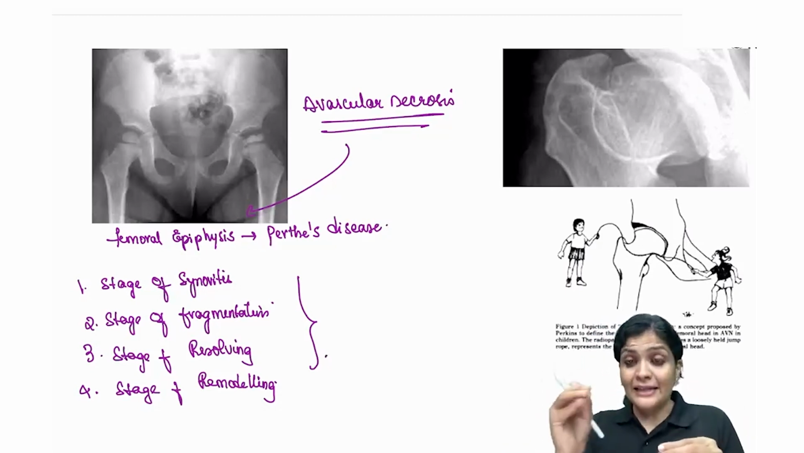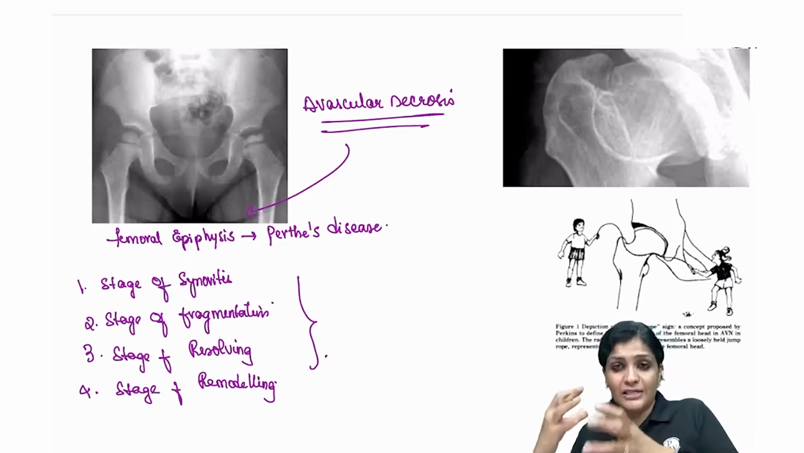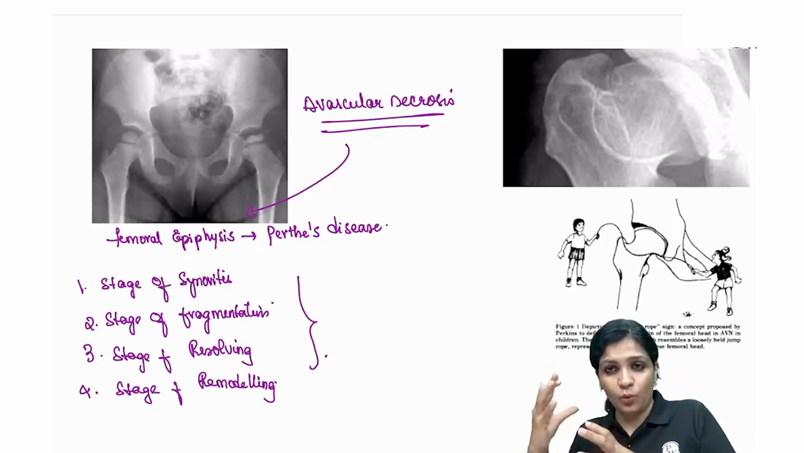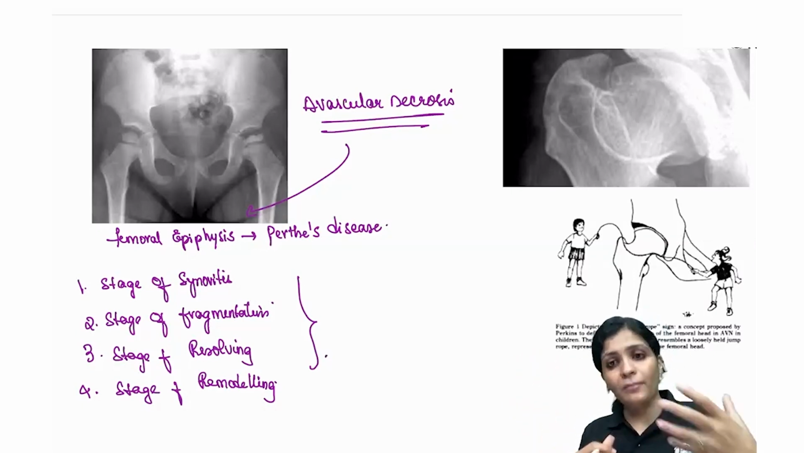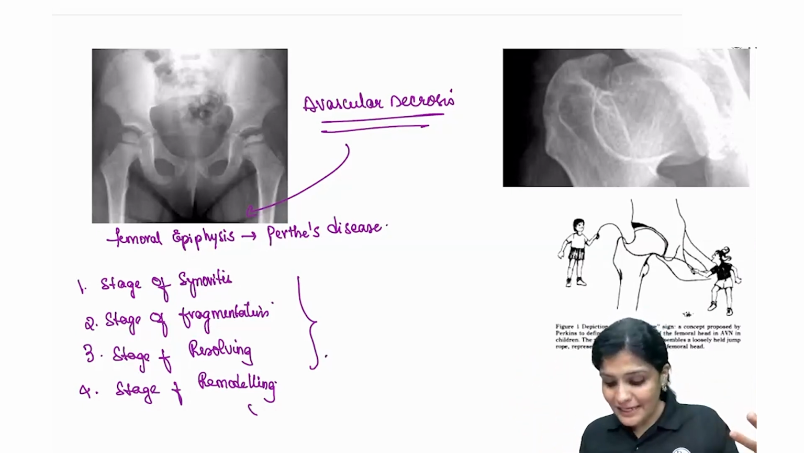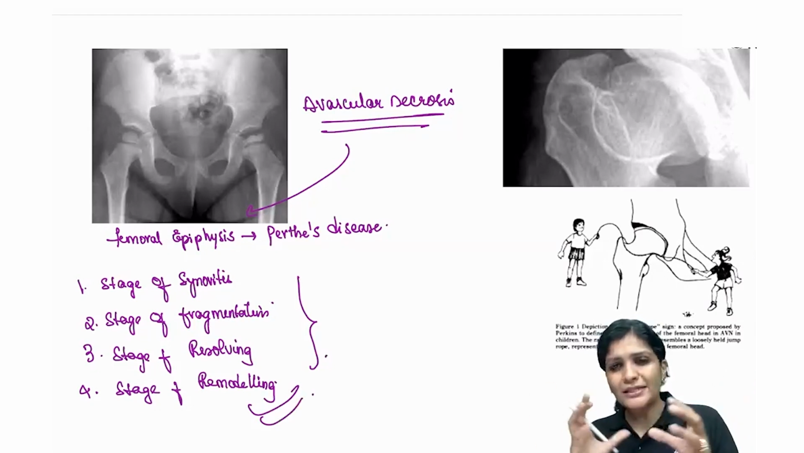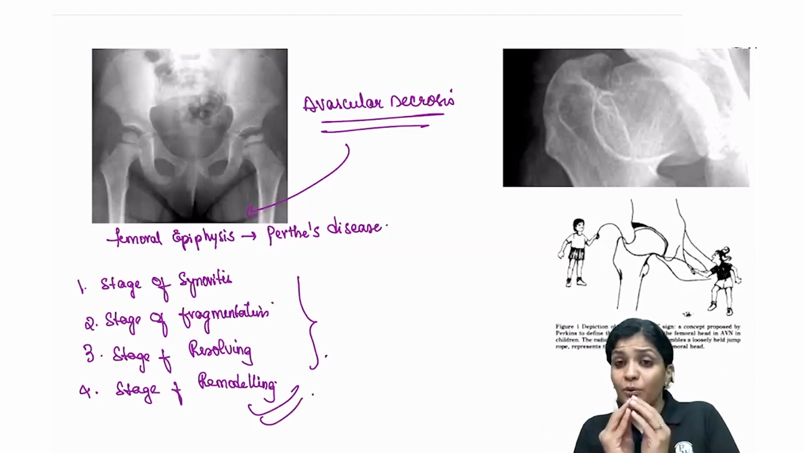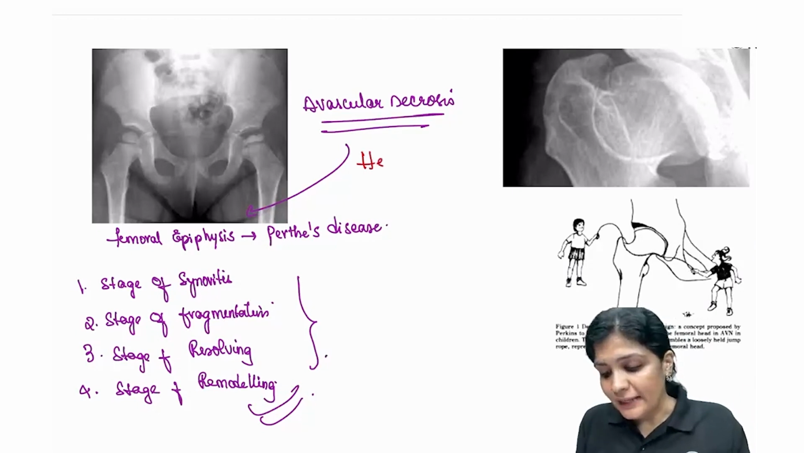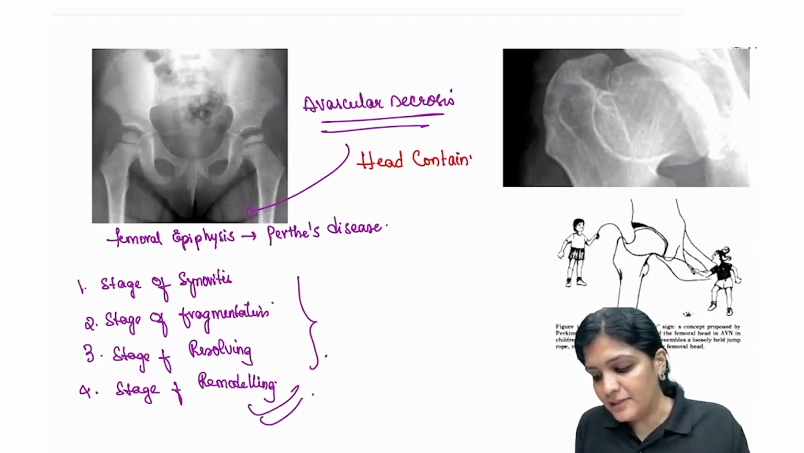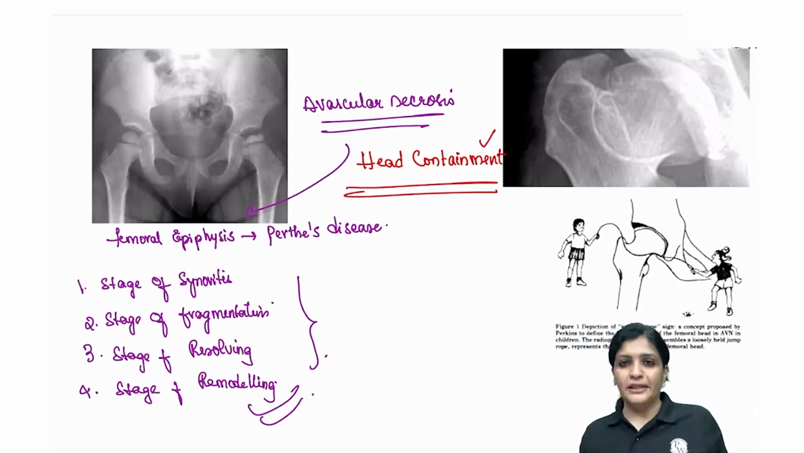But as the baby is growing, the blood supply will get back to normal, and that is where the stage gets into remodeling. So this is just the transient phase where you have to be careful. How will you be careful? You will only see that the head is present inside the acetabulum, nothing else you do. You only see that the head is present in the acetabulum.